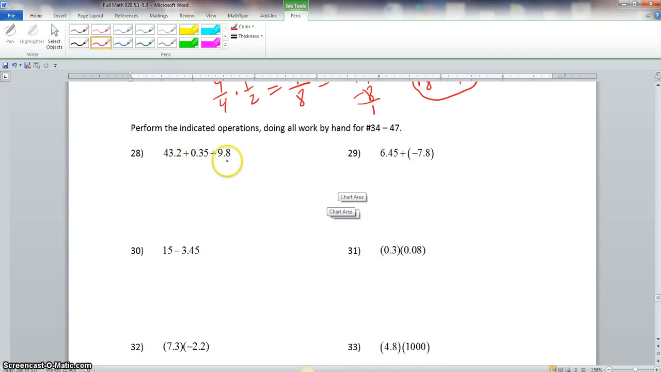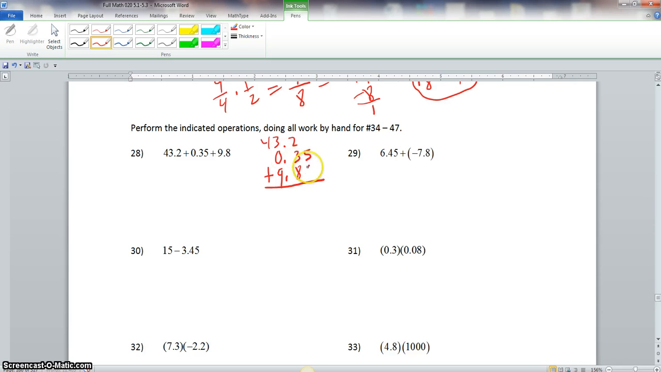So, what we have here is the decimals. So we're going to add these decimals. We first must line them up, so we're going to line them up vertically. So we have 43.2. And now we have to line up these decimals. 0 is in the ones place. We have our decimal. 3 is in the tenths place. And 5 is in the hundredths place. And then here we'll put our plus. We'll put our decimal. 9 is in the ones place. And 8 is in the tenths place.